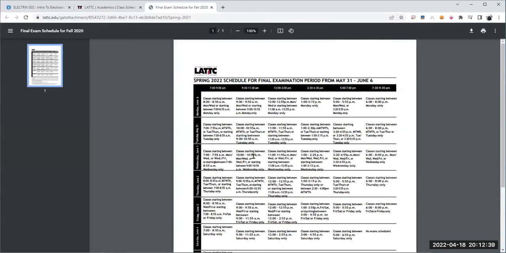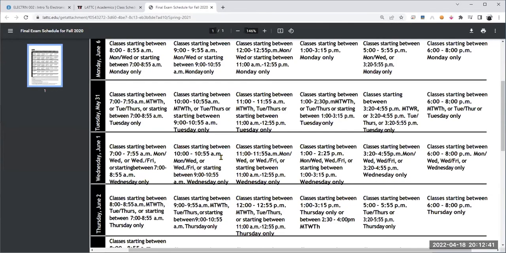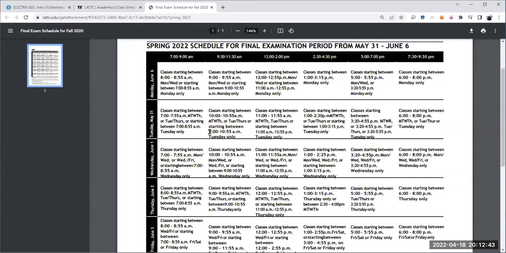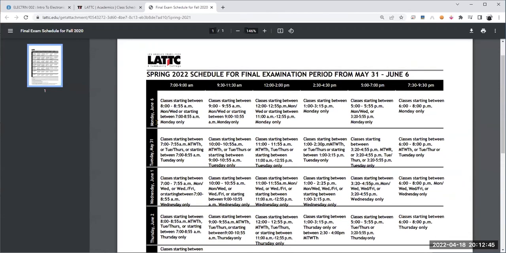If you look here, our class is Monday evening. So this is the Monday class. If the class starts between 6 and 8 p.m. Monday only, that belongs to our class. So our exam is from 7:30 to 9:30.